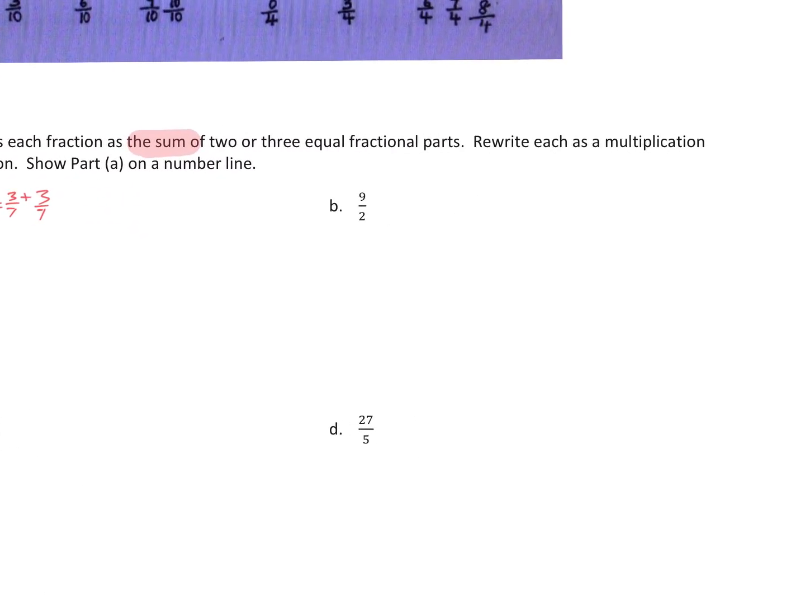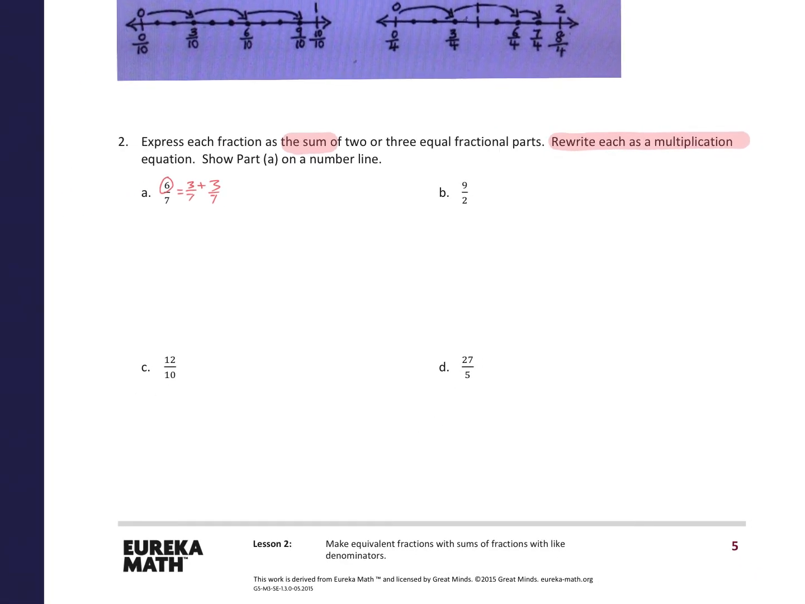And then it tells us to rewrite each as a multiplication equation. So how do I write this as a multiplication problem? I don't just write 3/7 times 3/7, right? It's not the same thing. What I have is 1, 2 groups of 3/7, right? So how do I express that?